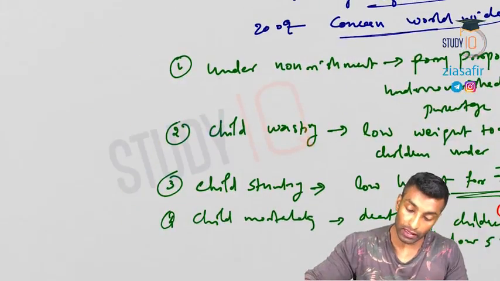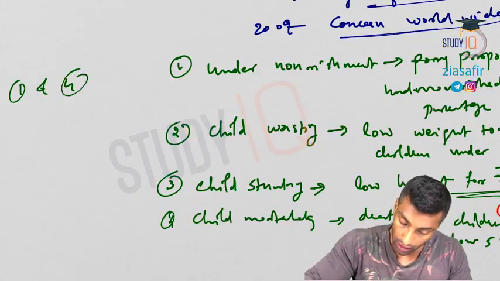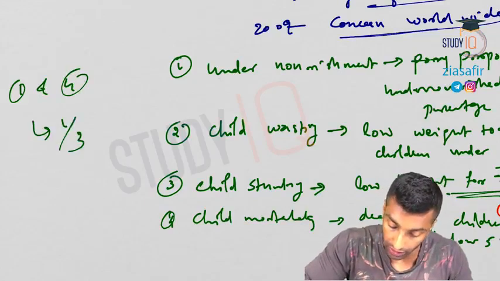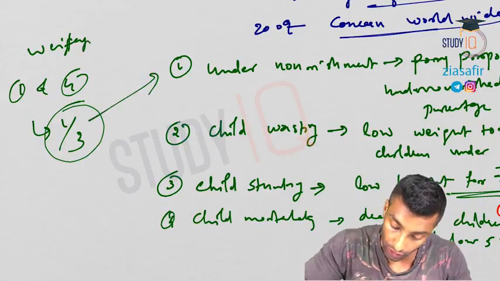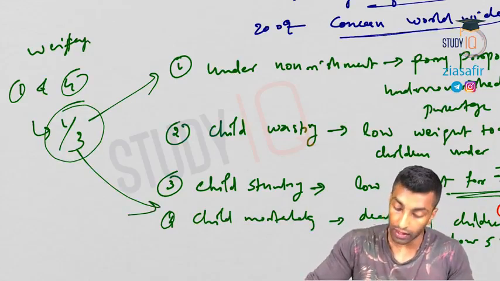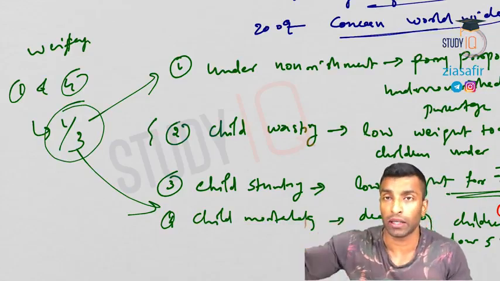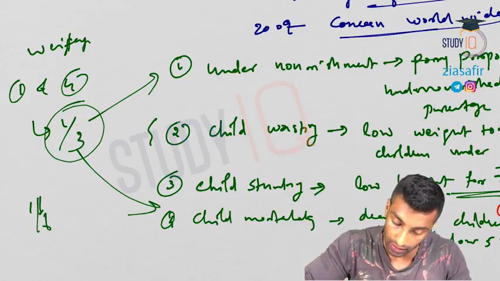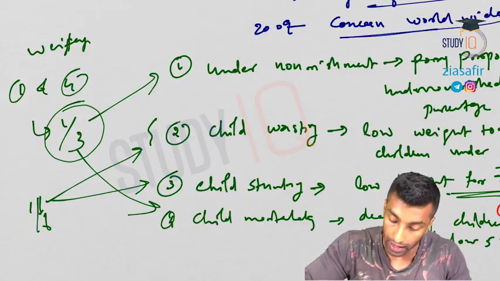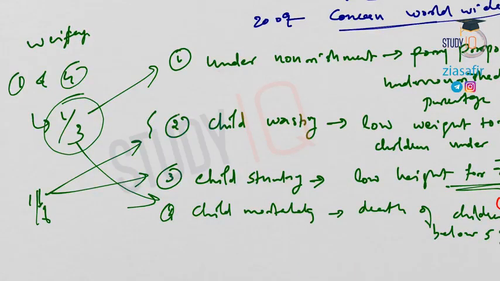So these are the 4 components, and different weightages are there. For 1 and 4, the weightage is given as 1/3. So for this and this, weightage is given as 1/3, and then 1/3 and 1/3 is over. Now 1/3 is left out, that will be divided here. So 1/6 for 2 and 3. Okay, so I hope the weightage is clear for you.